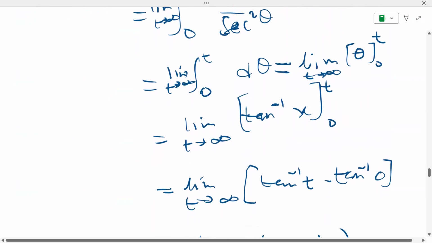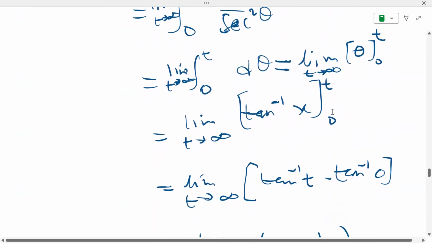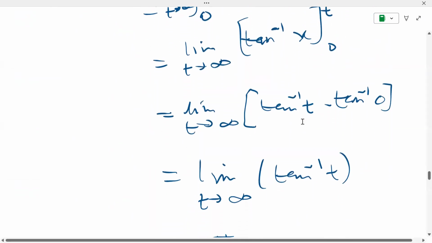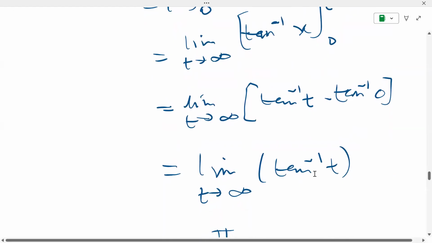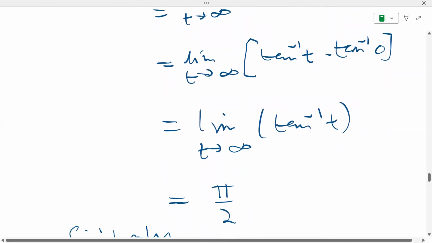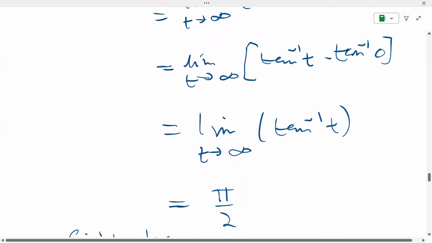Now this time we are going to slot in our values. So in place of x, we put our t. In place of x, we put our 0 as the lower limit. Now tan inverse of 0 is 0. So move on to tan inverse of t, which is now infinity. And so we all know that because of the asymptotes in the sketch of the tan function, we shall get pi on 2 for that.